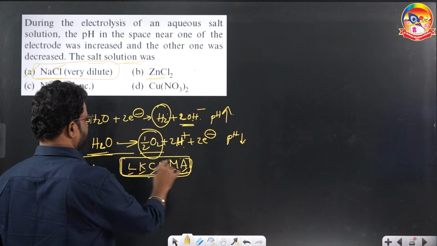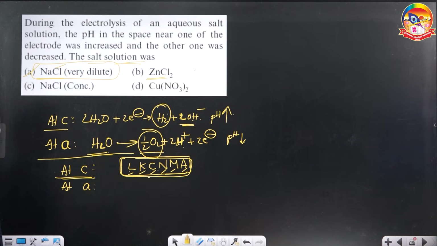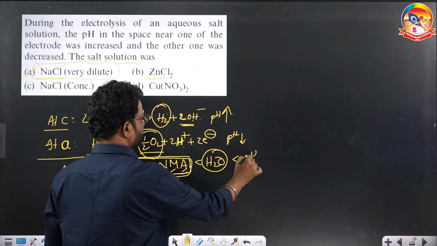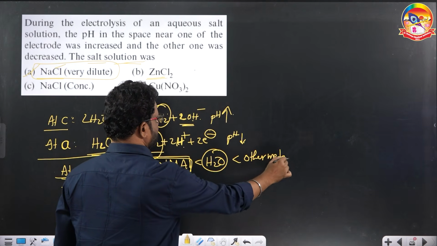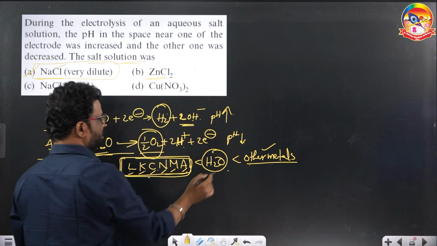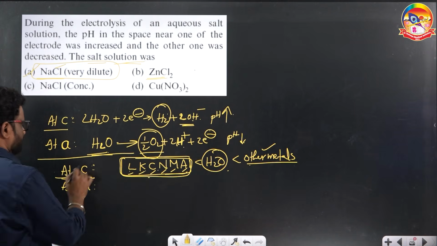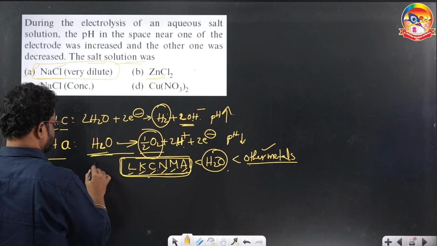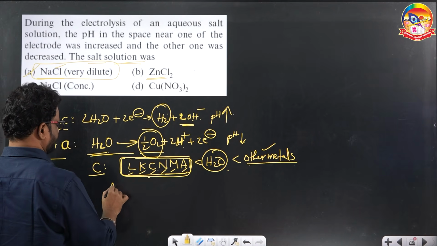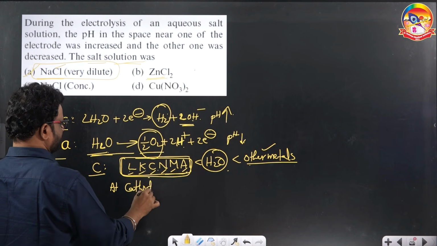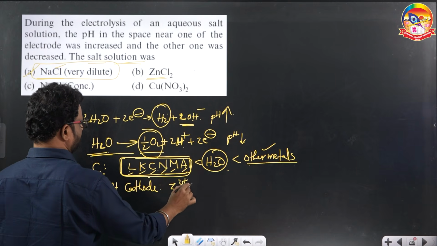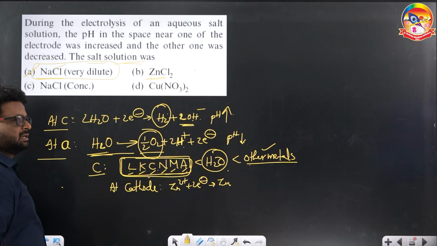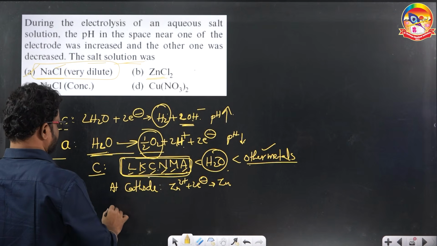When these metals are present at the electrode, water has more reduction tendency. For any other metals, the reduction tendency is more than water. This is the case at the cathode. So the product at the cathode will be due to reduction of Zn2+, which undergoes reduction to form zinc. There is no change in pH at this electrode, so this doesn't match the requirement.